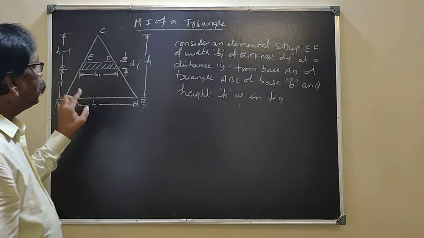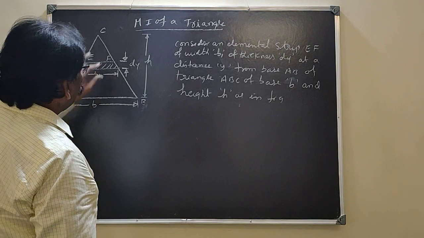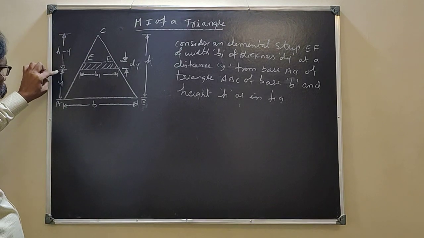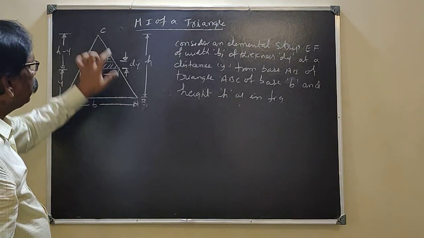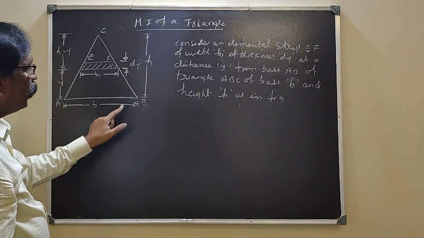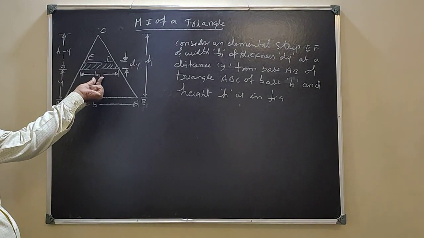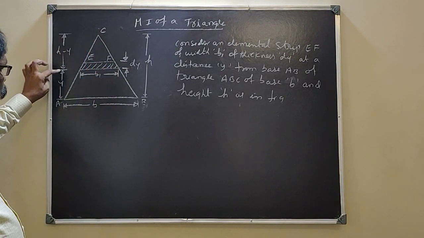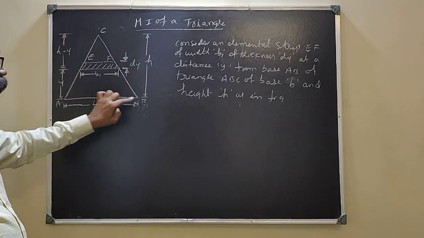Now in this one, consider an elemental strip EF of width B1 of thickness dy at a distance y from the base AB of a triangle ABC of base B and height h. Consider an elemental strip EF of width B1 and thickness dy at a distance y from the base of a triangle ABC of base B and height h.